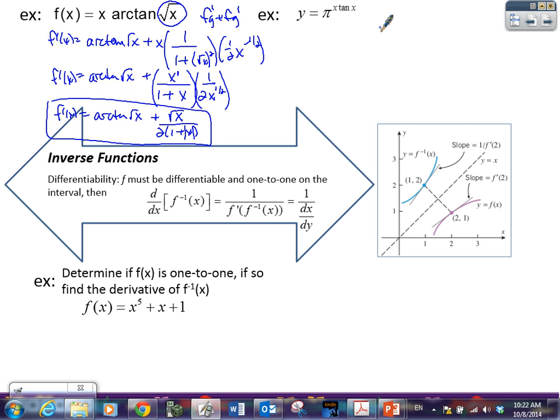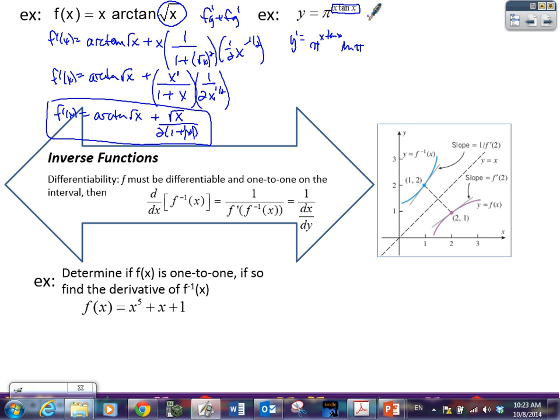Alright, so let's do the chain rule. The derivative of the outside, the derivative of pi to something, box or whatever you want to call it, is pi to the box times ln pi times the derivative of the box. Whatever's in here, we'll just think of as a box. I mean, they could put anything in there. But my derivative is going to be pi to the box ln pi times the derivative of the box. Okay, so let's do that. So pi to the box ln pi times the derivative of x tangent x.